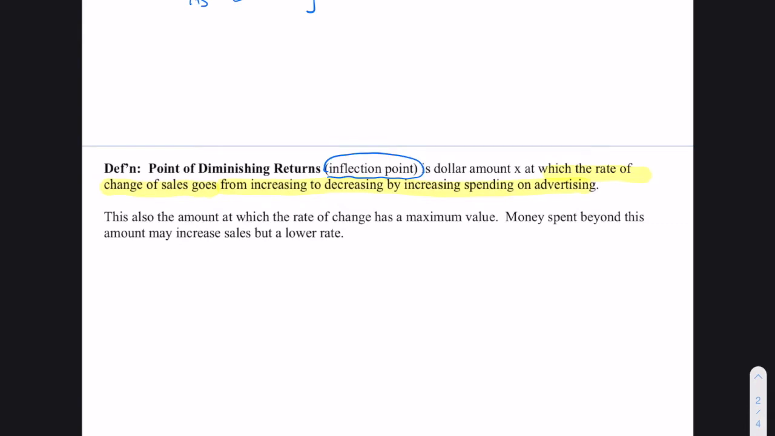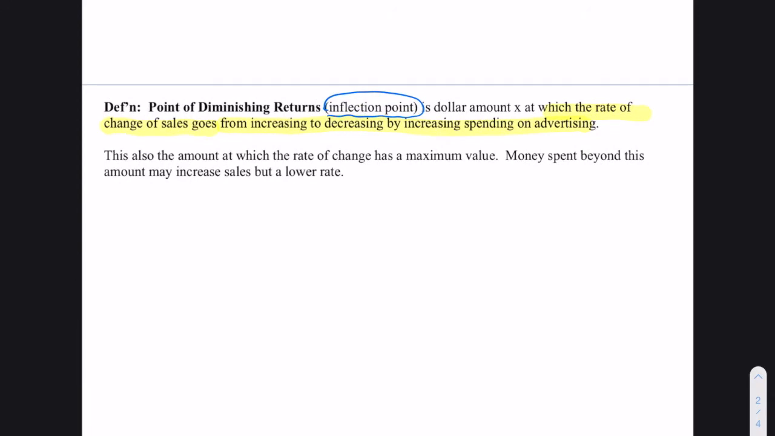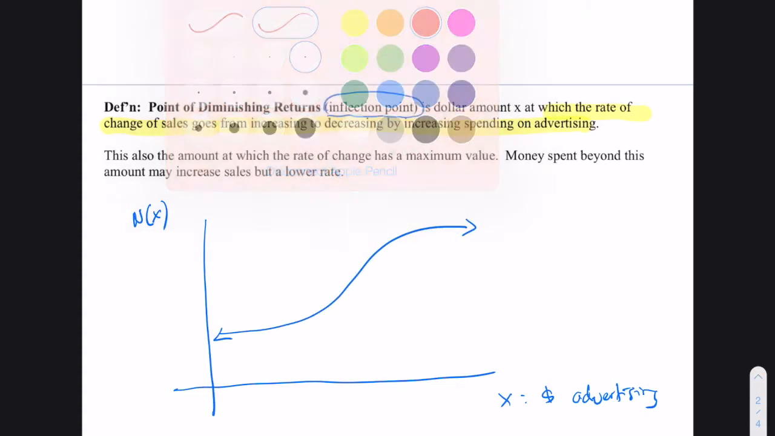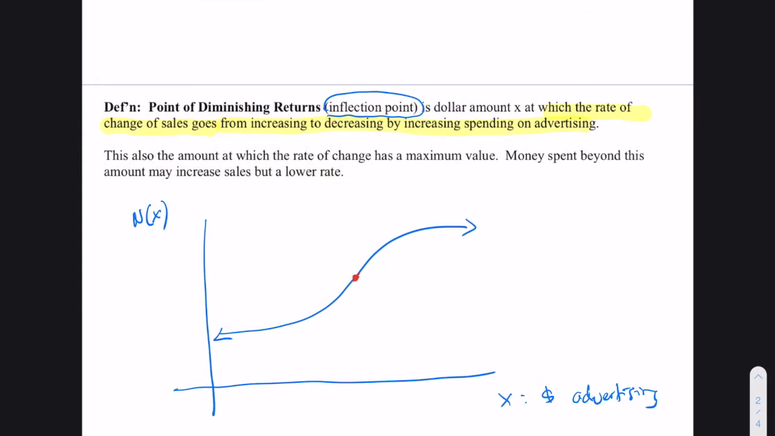If we look at the graph here, suppose you have a graph that describes a new product, where x is the dollar amount of advertising money, and this is the sales, the number of units sold for that particular product. You can have a graph that looks like this. At this point here, you see how the graph changes concavity from concave up to concave down after that point. So we can call this point the inflection point.